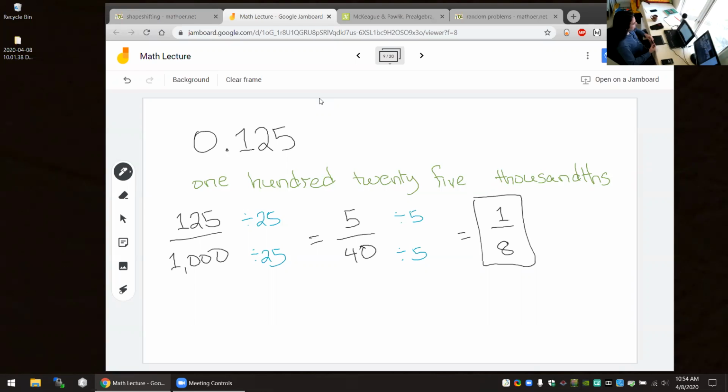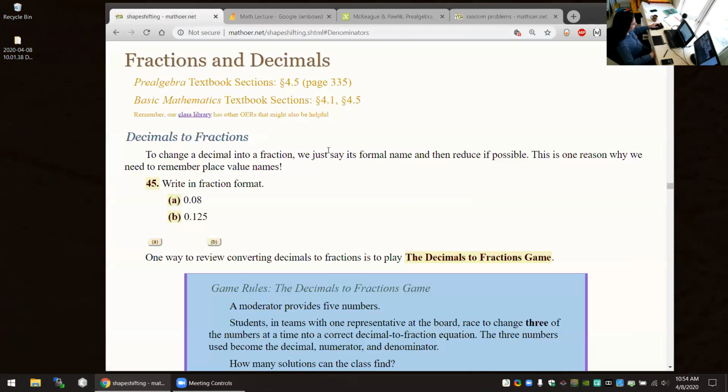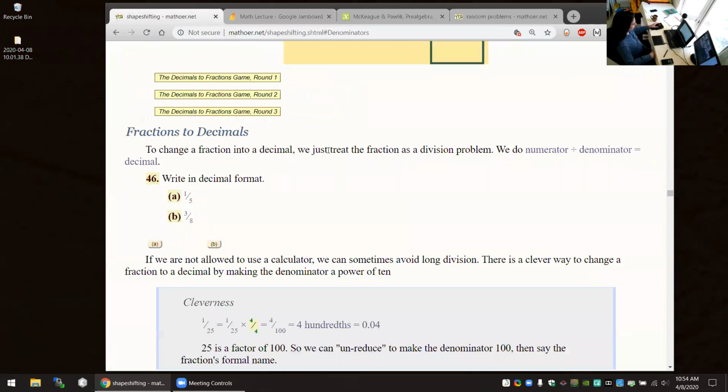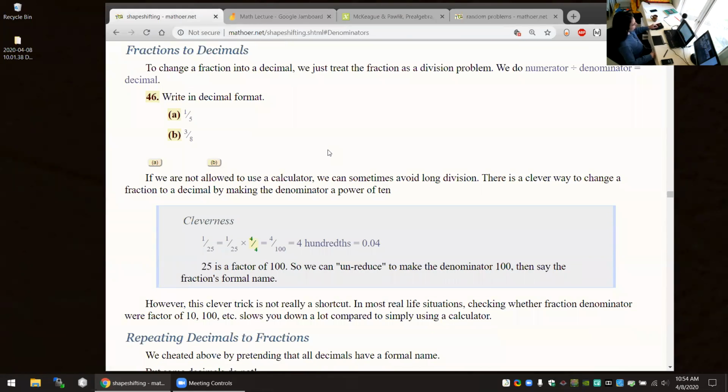Okay, so that's slightly annoying because of this rule that we have to reduce fractions, but other than that, not too bad. Going the other way, to change a fraction into a decimal, we just treat it as a division problem.